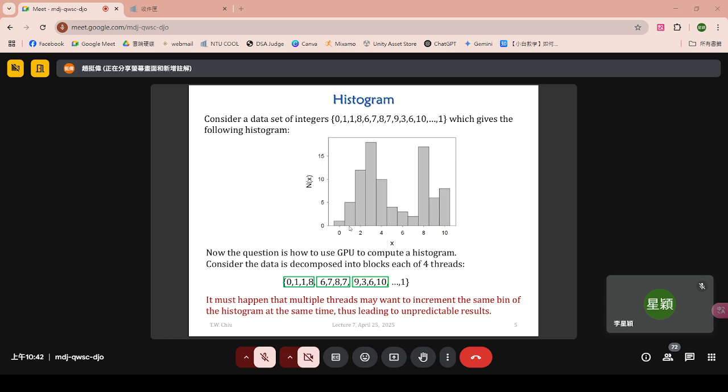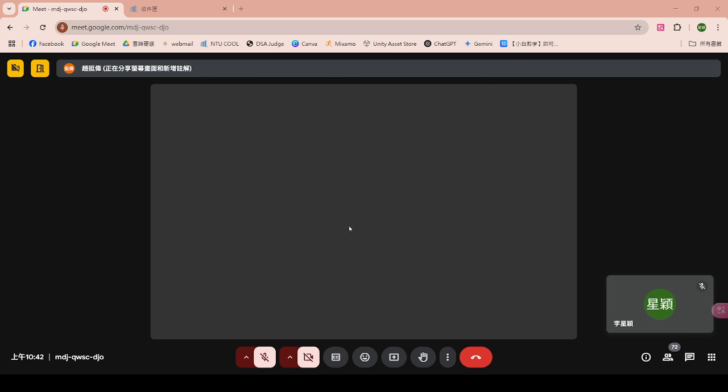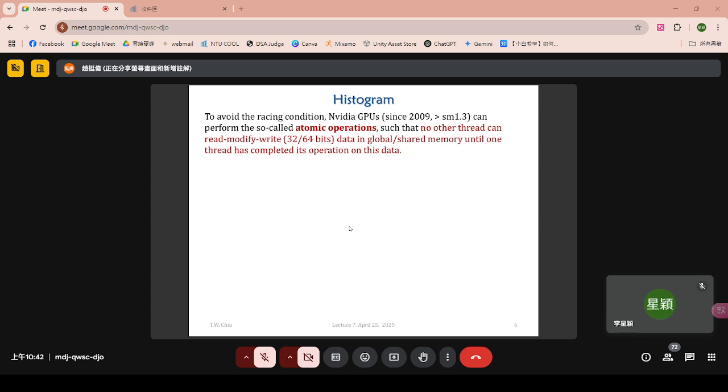So it may end up with some incorrect results in the bin. So there's a race condition. In order to avoid this race condition, NVIDIA introduced the atomic operation, such that no other threads can read, modify, or write the data in global or shared memory until one thread has completed its operation on this data.